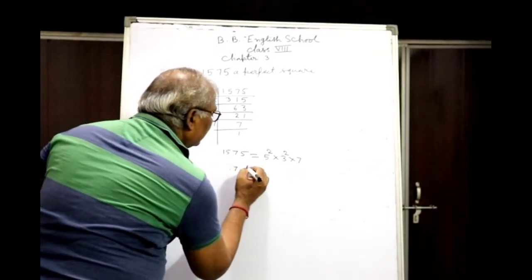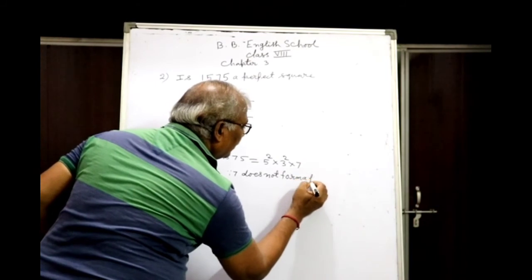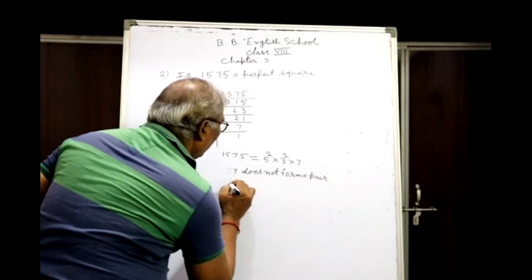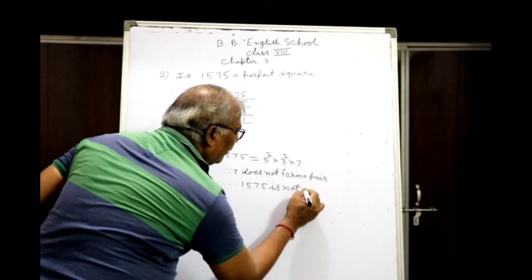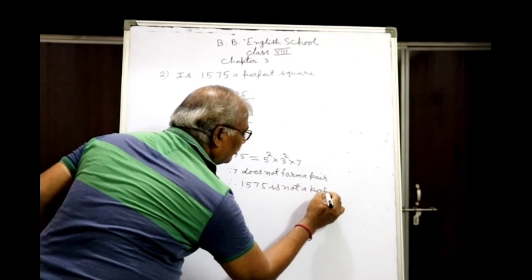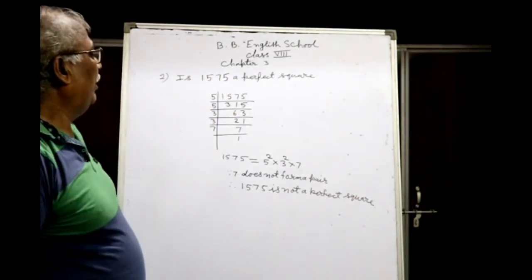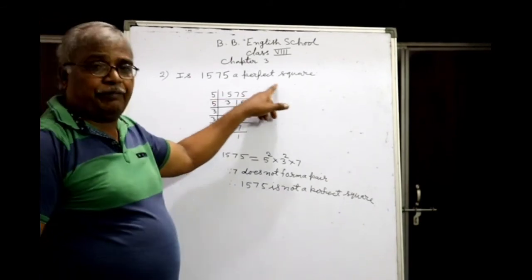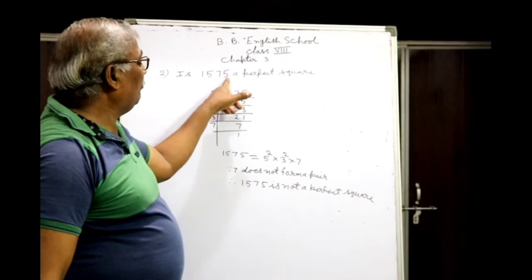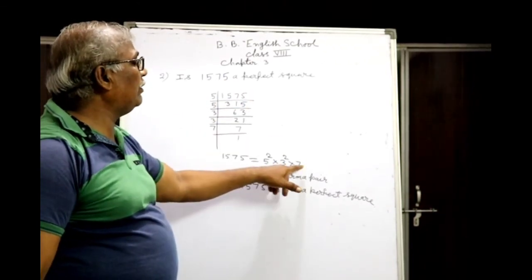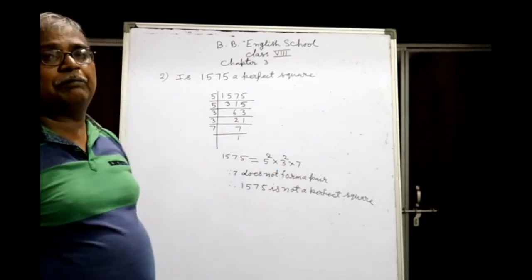Since 7 does not form a pair, therefore 1575 is not a perfect square. In order to make it a perfect square, if there is a question, what will we do? We will multiply this number by 7, then 7 also forms a pair. Therefore, by multiplying this number by 7, we can make it a perfect square.